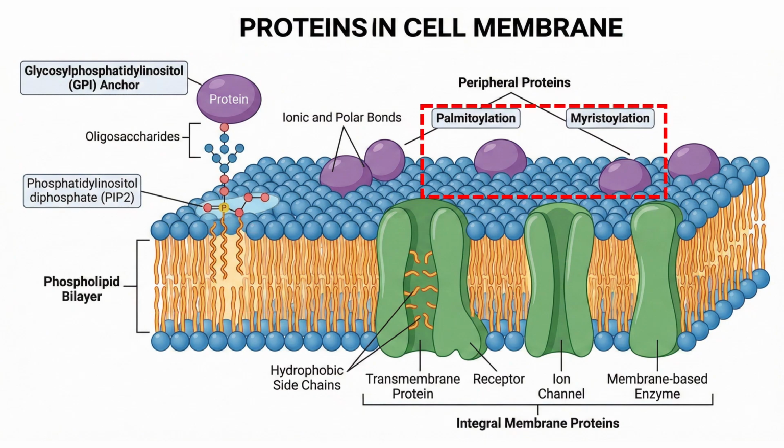And if the proteins are attached to palmitic acid or myristic acid, those are called palmitylation and myristylation. Those are also happening through covalent bond linkages. Then coming to the integral membrane proteins. These are present deeply in the lipid bilayer via van der Waals forces. When these integral membrane proteins span the entire lipid bilayer, they are called transmembrane proteins. These are the ones that can act as receptors, ion channels, or membrane-based enzymes.